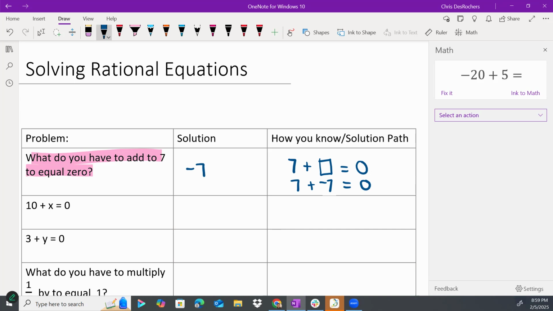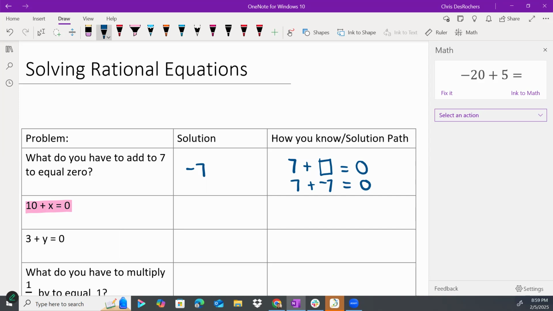Now, let's look at the next one. We have 10 plus x equals 0. You might already have an idea of what that is or not. So think about it for a moment. You might want to pause the video now and write down what you think the solution is. Okay, we'll continue now.